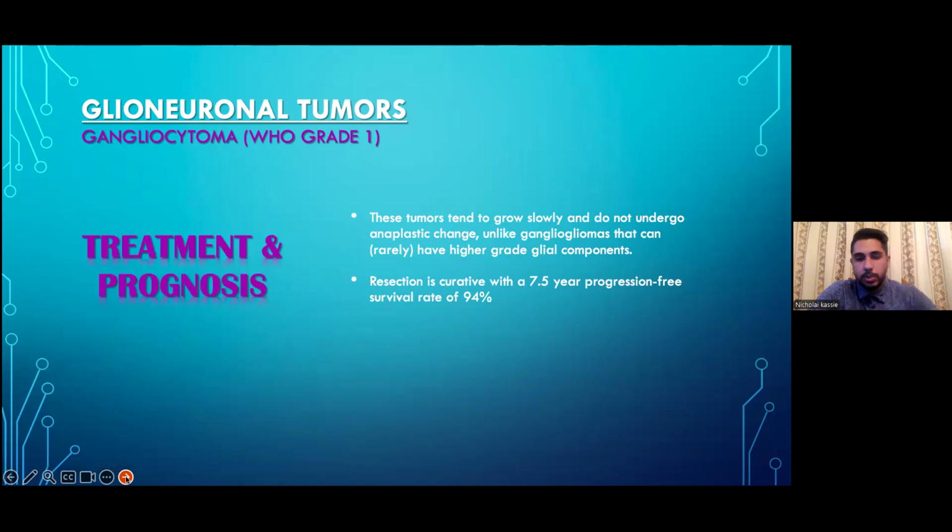Regarding treatment and prognosis, these tumors tend to grow slowly and do not undergo anaplastic change, unlike gangliogliomas that can rarely have higher grade glial components. Resection is usually curative with a 7.5-year progression-free survival rate of 94%.